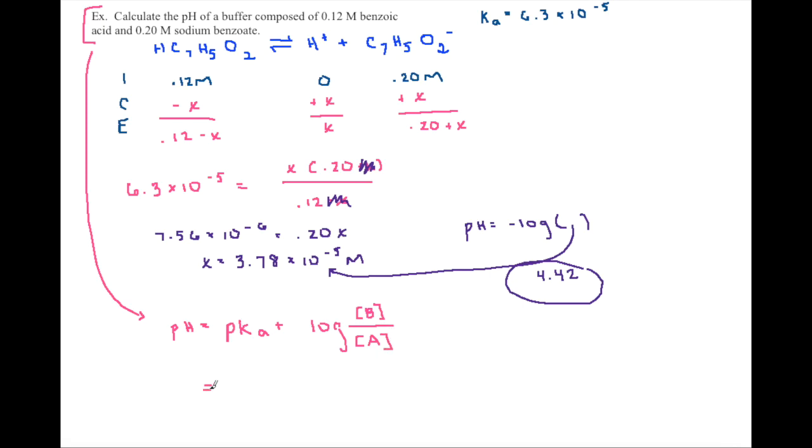So my pKa, the negative log of 6.3 times 10 to the negative fifth, is 4.2 plus the log of my concentration of my base divided by my concentration of my acid, and that ratio is actually 1.67. And so when I solve for the pH, I end up with 4.42, which is exactly what I got there. So you can do it either way. I personally prefer to use ice charts. However, obviously the Henderson-Hasselbalch equation is much quicker to solve.